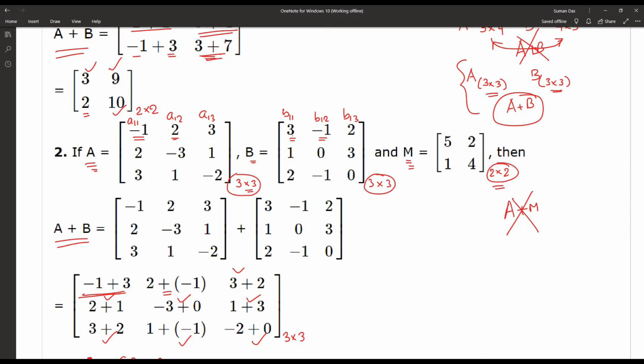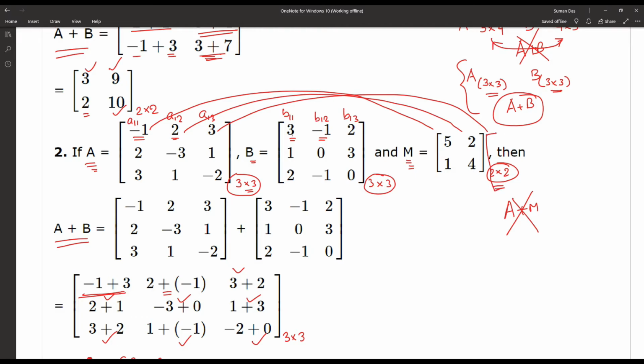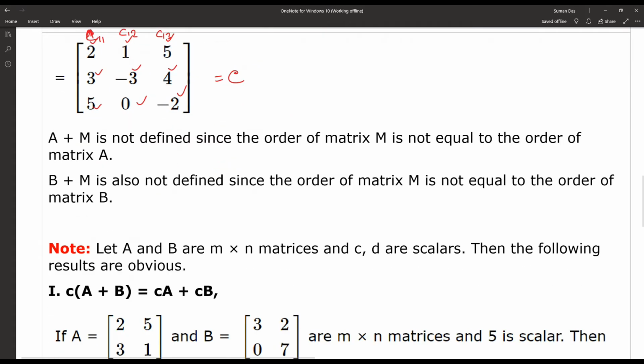Just one more thing. Suppose we can add minus 1 with 5. We can add 2 with 2. But what to add with 3? Because no third column is given here. Same as here, the third row is present, but we cannot add the corresponding third row because the third row is missing here. So it is impossible to add two matrices of different order. For the addition of two matrices or more than two matrices, the matrices have to be of the same order.